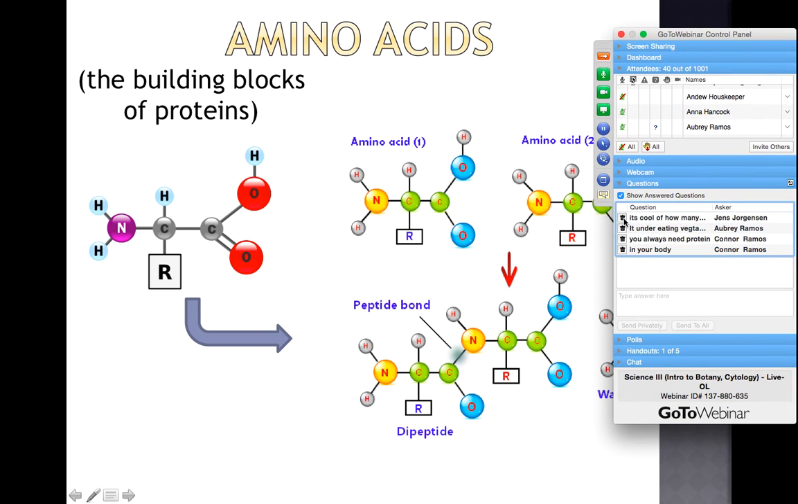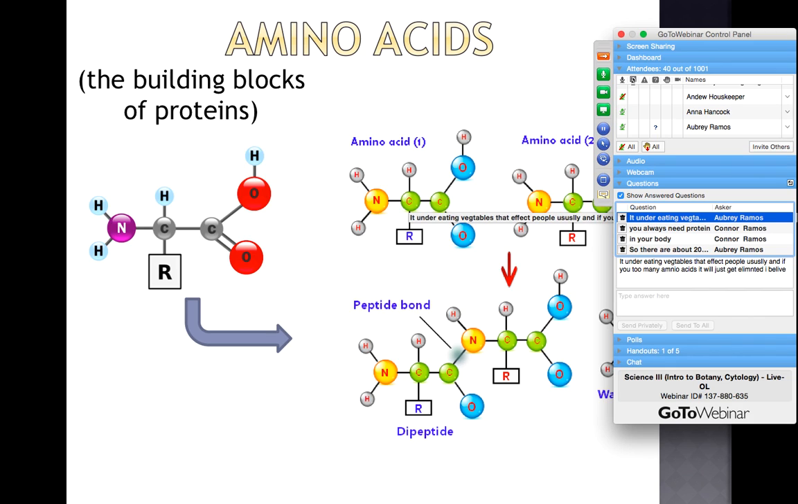Let me catch up a little bit. Aubrey says, under eating vegetables can affect people usually, and if there are too many amino acids, it will get eliminated, I believe. Yes, so there are some proteins that are essential to the human body, and that we cannot create on our own.